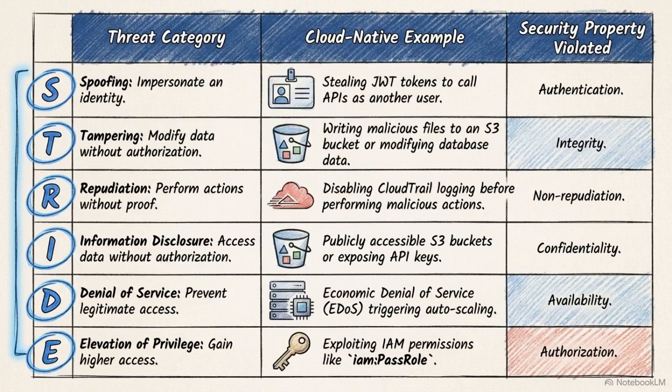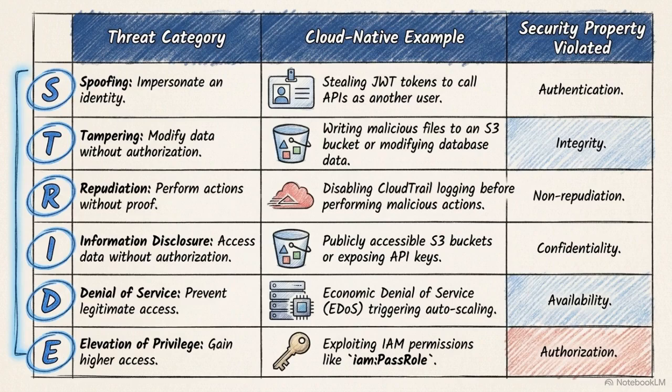R is repudiation. This occurs when a user denies performing an action, like disabling CloudTrail logging right before exfiltrating data. This breaks the property of non-repudiation. I is information disclosure, or unauthorized access. Leaving an S3 bucket with sensitive data publicly accessible is a failure of confidentiality. D is denial of service, preventing legitimate access. An EDOS, or economic denial of service attack, that deliberately consumes auto-scaled compute violates availability.